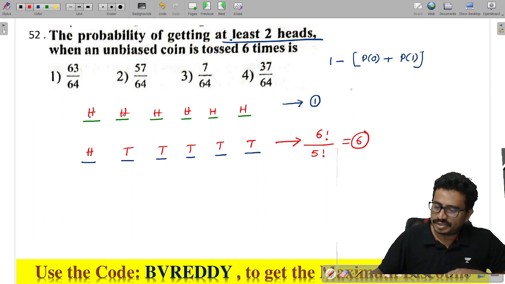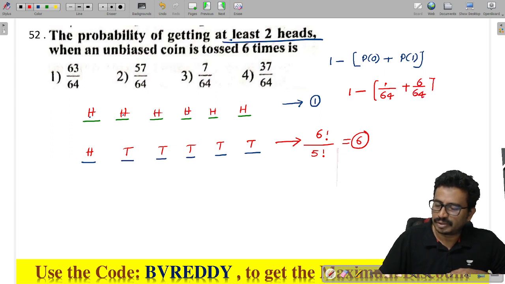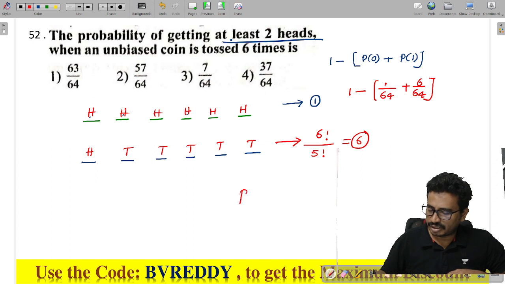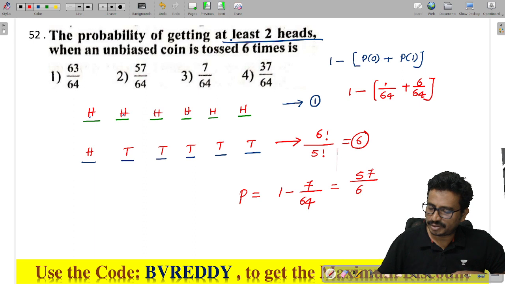So in that case, that is 1 minus, here 1 by 64 plus 6 by 64. So that means the probability is 1 minus 7 by 64, which is nothing but 57 by 64.